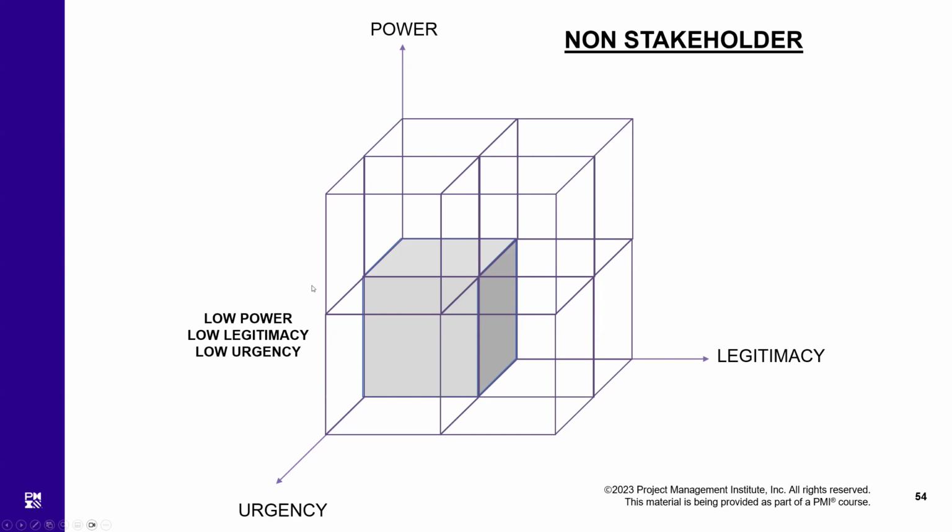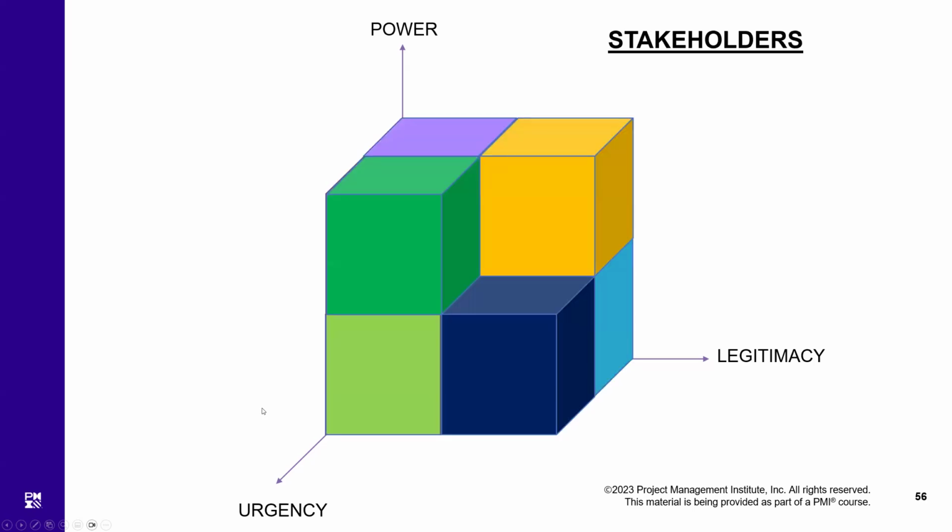that is the non-stakeholder, low in everything, low in power, low in legitimacy, low in urgency. They are considered to be non-stakeholder. You just have to keep an eye on them if they change their position. Otherwise, you don't really need to take any action about them. So this is how the whole picture makes.